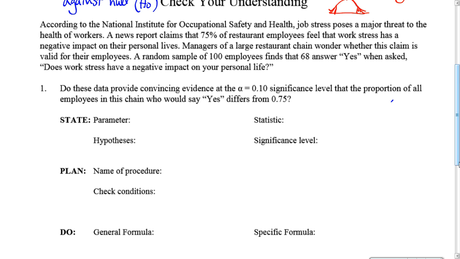First of all, does this data provide convincing evidence at an alpha value of 10%? Yes, I know we talked about 5%. This will make sense in a second. The significance level asks whether the proportion of all employees in this chain who would say yes differs from 0.75. This doesn't say less than or greater than, it says differs. That means we're doing both bigger and less than, so that's two-sided. In fact, I'm going to highlight that for you.